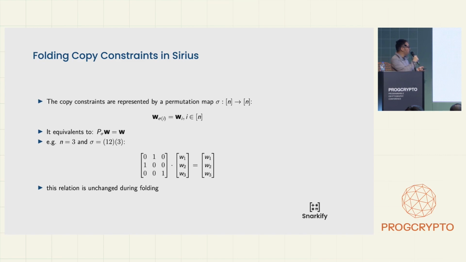Here I give a simple example. We only have 3 wires, and the user defines the first wire equal to the second wire. So it means W2 and W1 should be equal. After you convert this into a permutation matrix, it looks like this: a 3 by 3 matrix P times (W1, W2, W3) equals itself. So as you can see, this is a linear relation. When you do folding, this is unchanged. You get it for free with this setup.